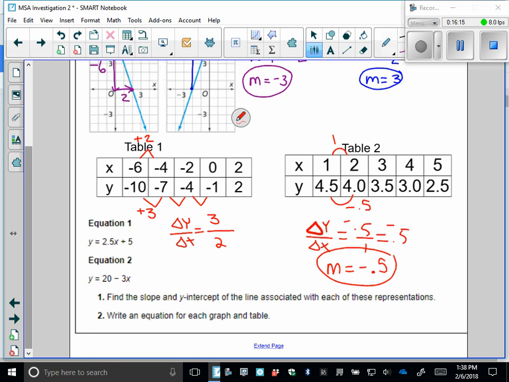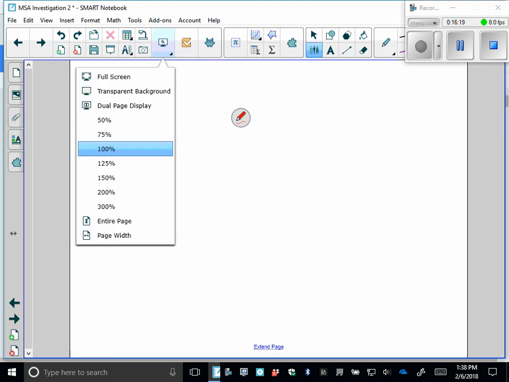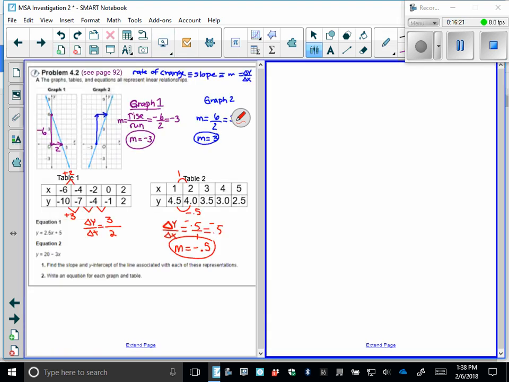Yeah? Okay. So if I brought in just a blank page, so there's more room, and I went back to graph 1, and I wanted to write an equation, I would just remind myself that I'm doing y equals mx plus b for graph 1, because it's a line.